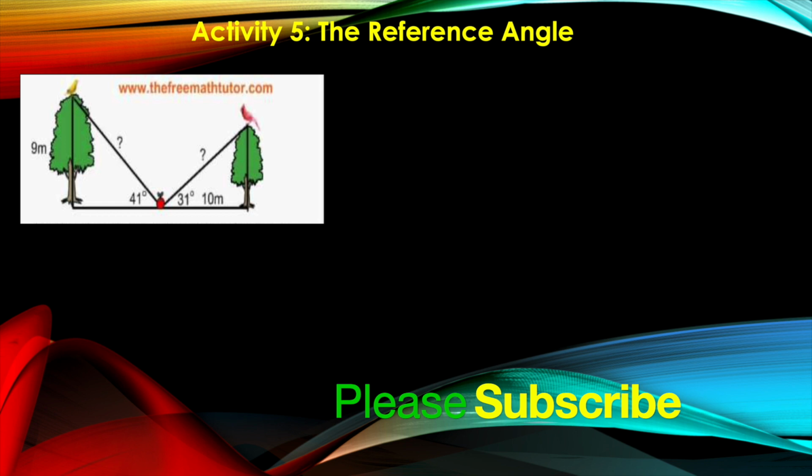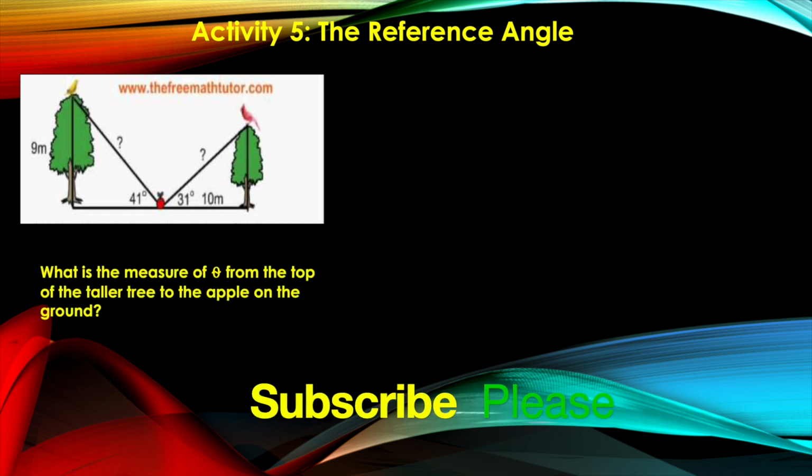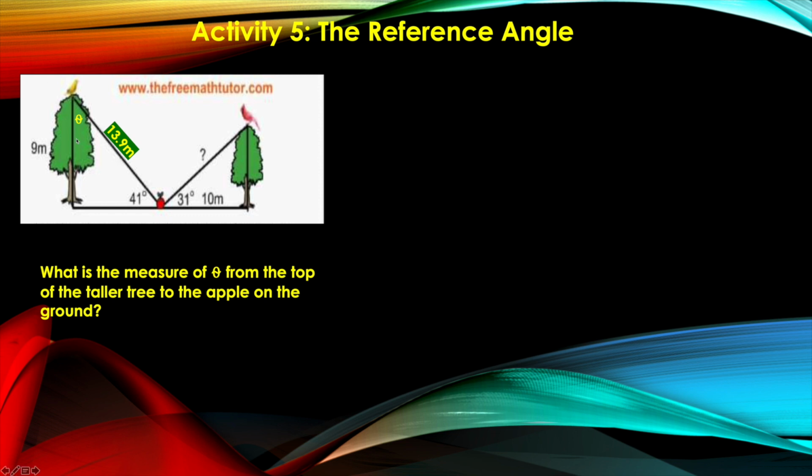So let us look at this problem here. What is the measure of theta from the top of the taller tree to the apple on the ground? So we are looking at theta formed at the top of the tree, right here. Okay. Now, in the previous activity, we also calculated the hypotenuse of the larger triangle, which is equal to 13.9 meters. So basically, we have two sides here given already.